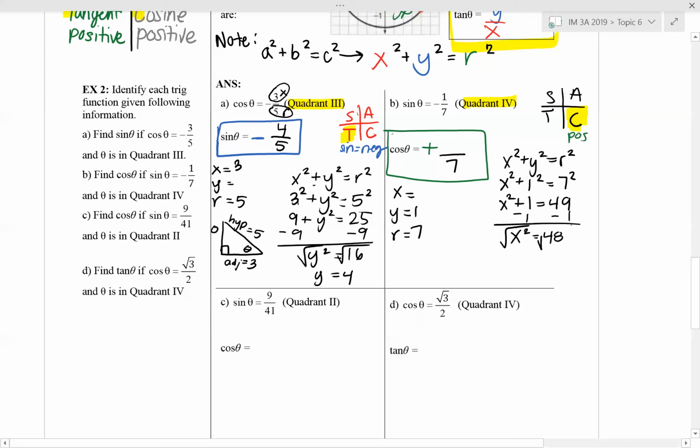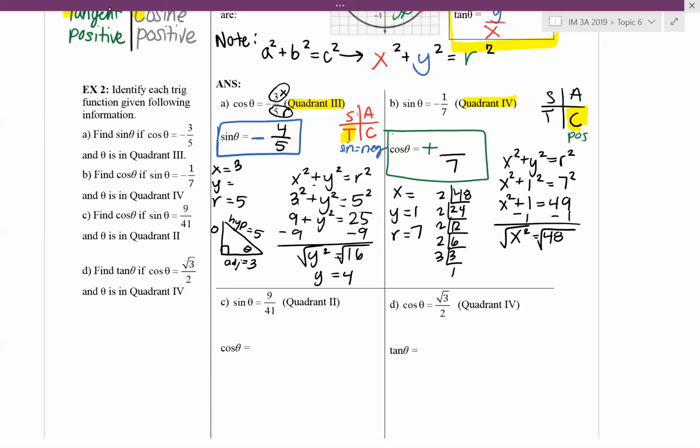And so if we take the square root of 48, we need to figure out what perfect square factors go in. And since we won't have a calculator, we do need to do this using our hockey stick method. So if I divide 48 by 2, that gives me 24. If I divide 24 by 2, that gives me 12. 12 divided by 2 is 6. 6 divided by 2 is 3. And then 3 is prime. So that's going to be our last number.